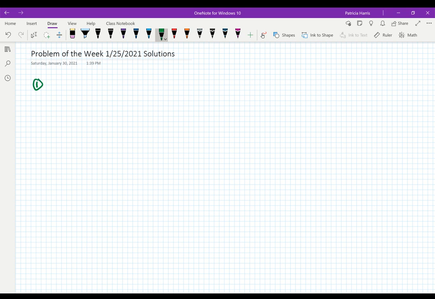Given the following measures of a triangle, find the missing side. Okay, so A is 32 degrees, B is 108 degrees, side a is 5, and I want to find side b. I know I'm going to use law of sines with this one because I have angle A and side a. I also know that this is a single case. It's not an ambiguous case because I have two angles and one side rather than two sides and one angle.